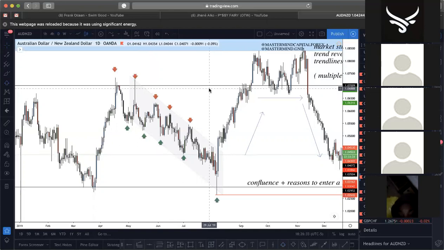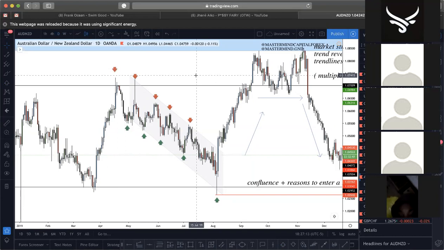So here's the key. We know that a downtrend is made out of lower lows and lower highs. We know that every lower high has to be lower than the previous high. The reason why it's called a lower high is because it's lower than the previous high, right? So that information is very vital.